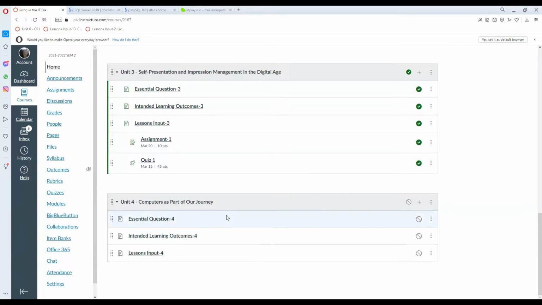Guys, and welcome to Unit 4 of our lecture for MST 4, Living in the Era. For this week, we will be talking about computers as part of our journey.